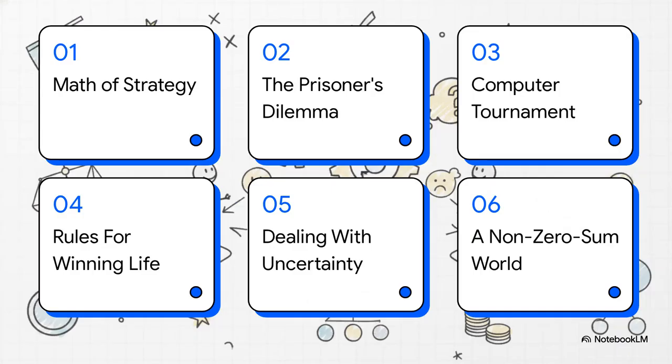Okay, so here's our roadmap for today. We're going to cover the mathematics of strategy, the famous prisoner's dilemma, the ultimate computer tournament, the rules for actually winning at life, how to deal with uncertainty, and finally, living in a non-zero-sum world. 6 key stages, so let's jump right in.